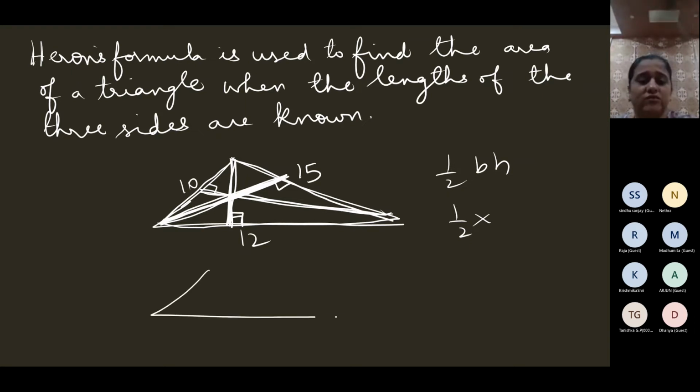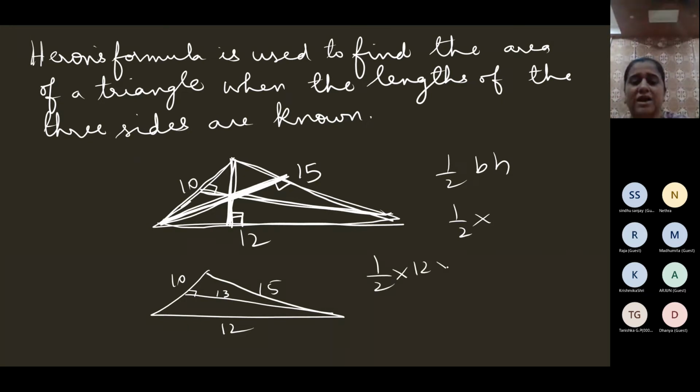For example, with 10, 12 and 15, supposing this height is given, say like some 13 centimeters. You cannot say half into base is 12 and altitude is 13. This is wrong. If you take 12 as the base, you should know the length of this altitude. So here, half into, you have to take 10 as the base because you know the altitude on the side 10 centimeters, which is 13.